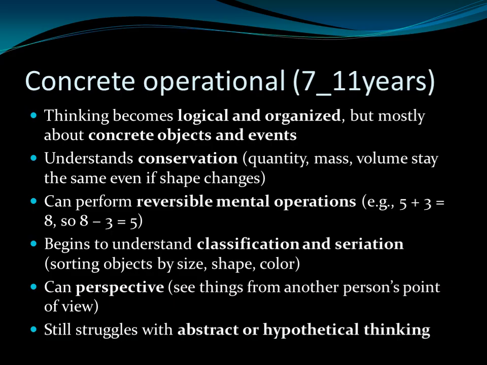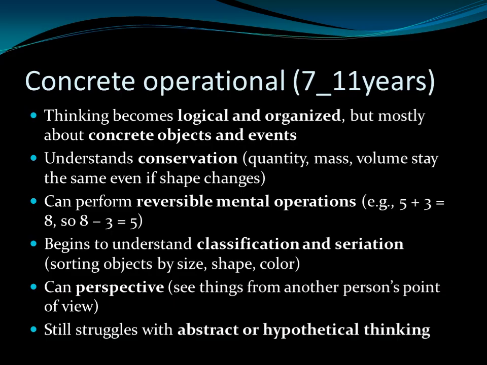So, for example, let's say an older brother has a younger brother. At this stage, the child will let the younger sibling have the tall glass because the younger child believes that the taller glass has more juice than the other one. But now the bigger child understands that the quantity is still the same. At this stage, the child still struggles with abstract and hypothetical thinking, but can perform reversible mental operations. For example, if 5 plus 3 is equal to 8, the child now knows that 8 minus 3 is equal to 5.